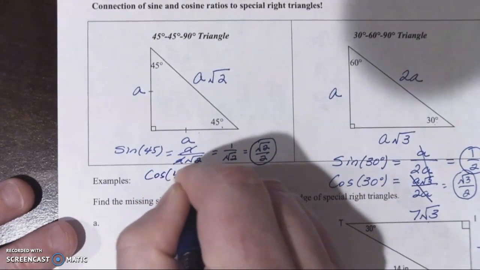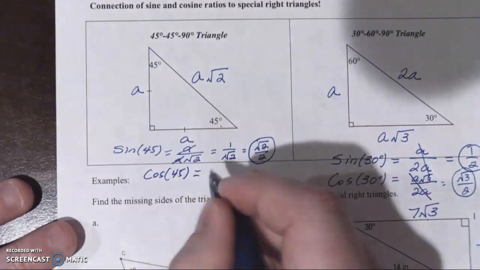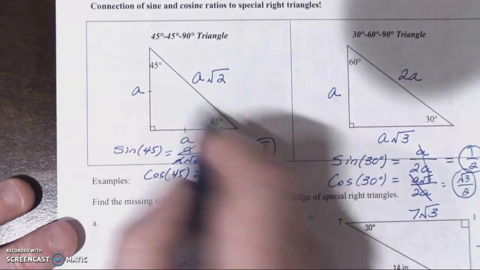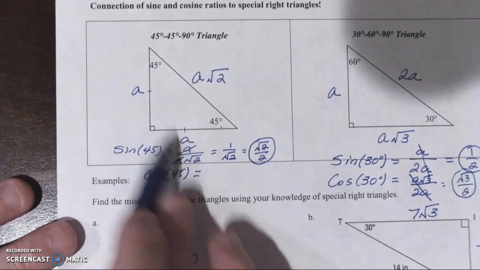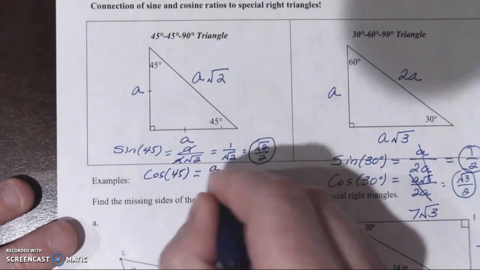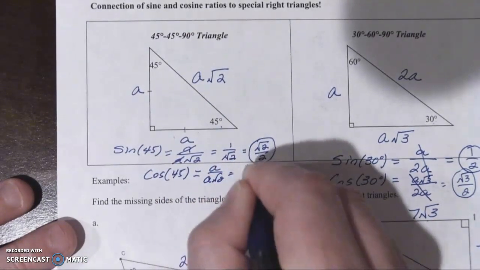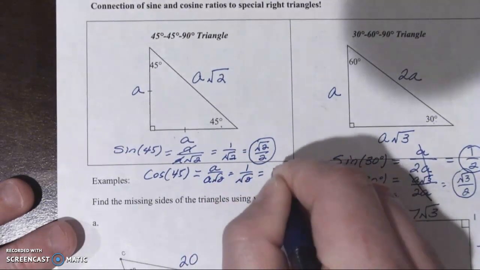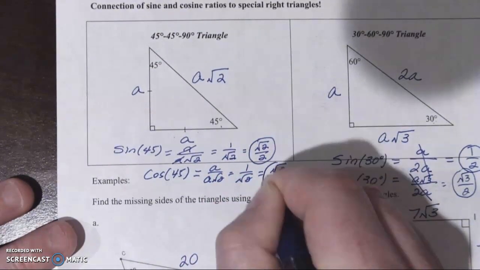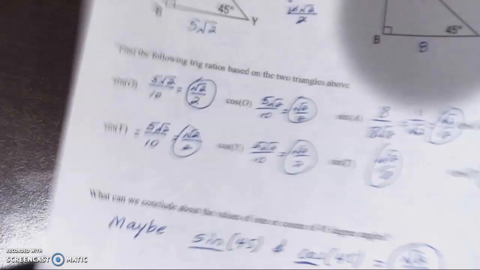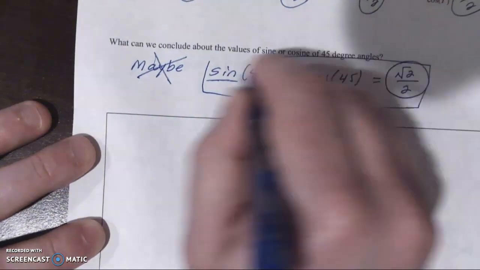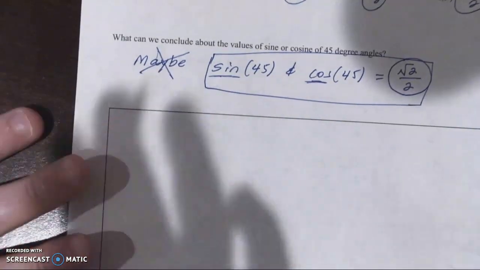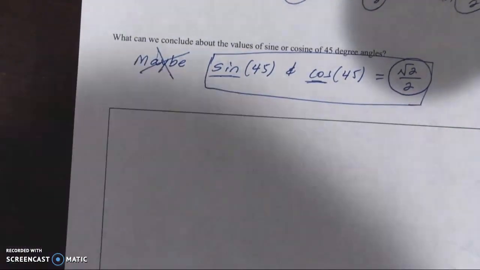Cosine of 45 degrees. Let's take a look at this angle. Well, opposite and adjacent in a 45, 45, 90 triangle are the same. They're both the same value, so this should come out the same. We'd get a over a root 2 again, which is 1 over root 2, which rationalizes to root 2 over 2, and we can now cross out this maybe. Sine of 45 and cosine of 45 are exactly the same, and they always will be.